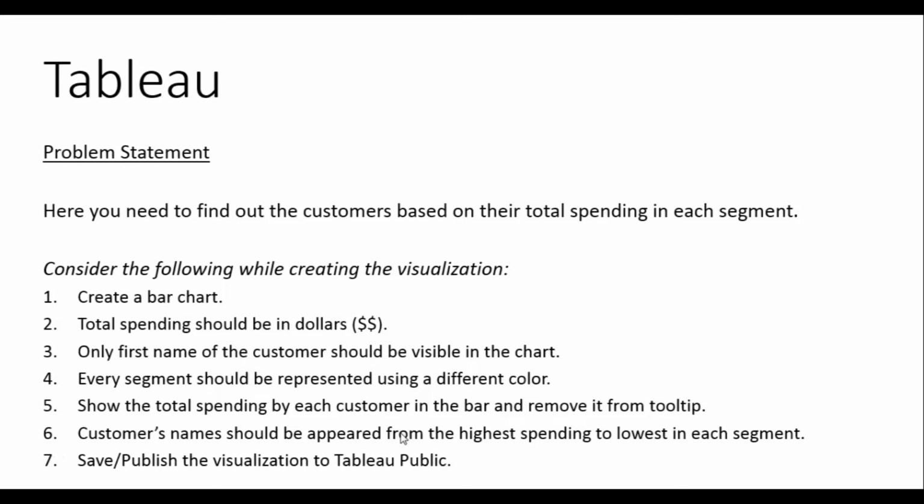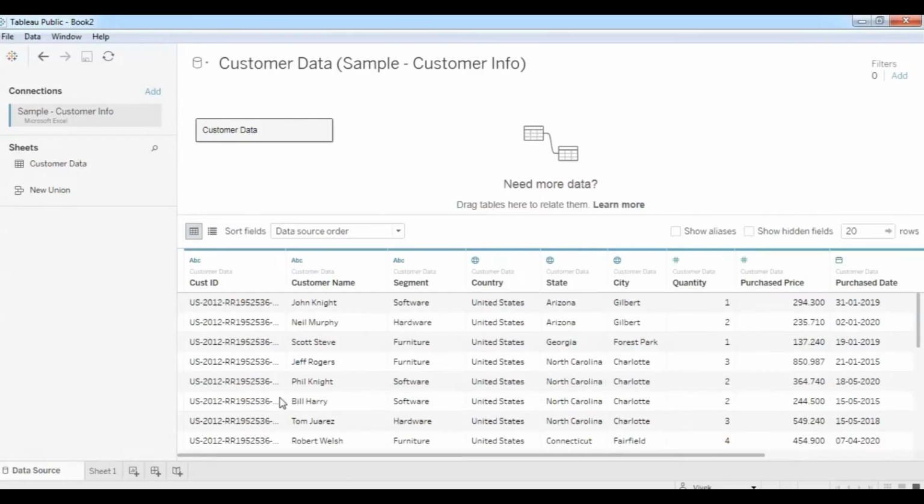Welcome all. In the previous tutorial we saw how to create a calculated field, and we created a new calculated field that shows total spending. And now we will see how to get this done, that is, only the first name of the customer should be visible in the chart. So let me open Tableau Public. We have already connected to the data source in the previous step, right? So we have this customer name, and now we need to get the first name only from this field.